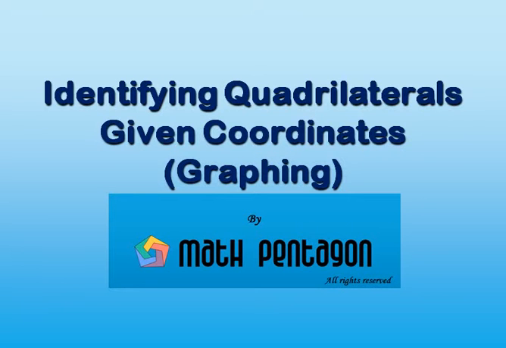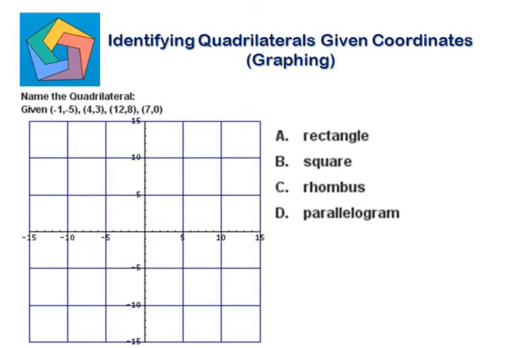Hi, today we are going to learn about identifying quadrilaterals given coordinates graphing. Let's look at a problem. Name the quadrilateral given the coordinates (-1, -5), (4, 3), (12, 8) and (7, 0).